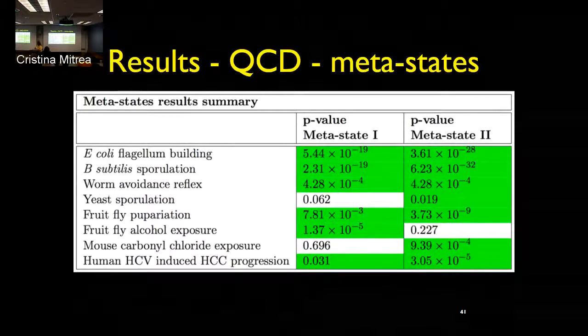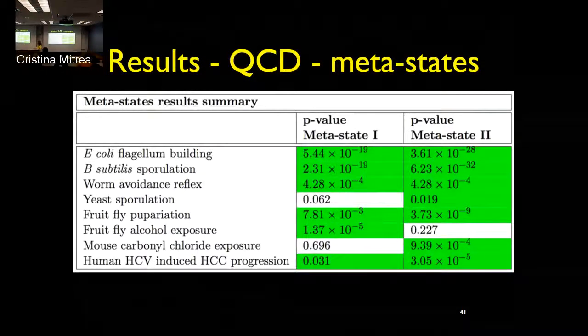And for mouse carbonyl chloride exposure, in this case, we think that the change happened very quickly because that gas acts quickly. In the yeast sporulation, again, that was a wide phenomenon. So again, this is close to significance, but it wasn't significant. So we think that this might be a case of noise in the data that didn't allow us to identify that. And the fruit fly alcohol exposure.